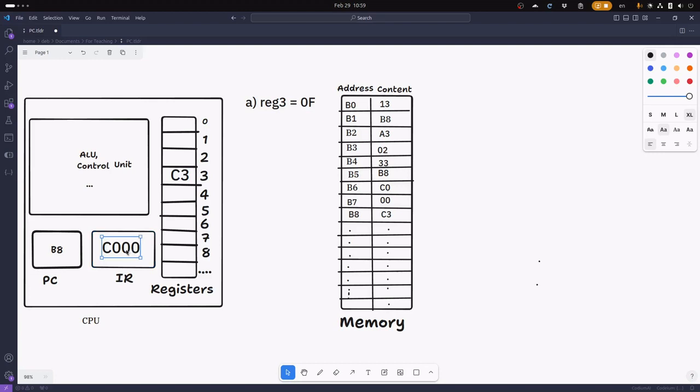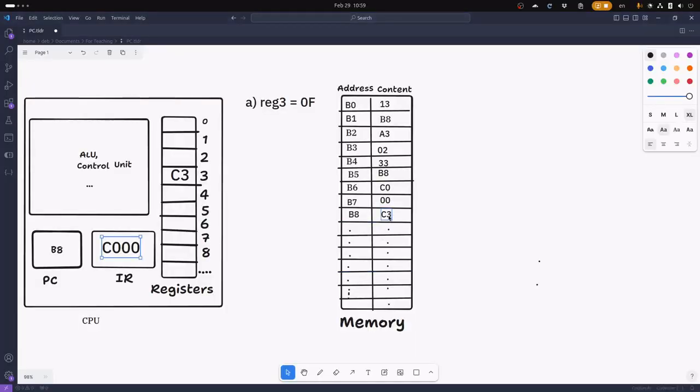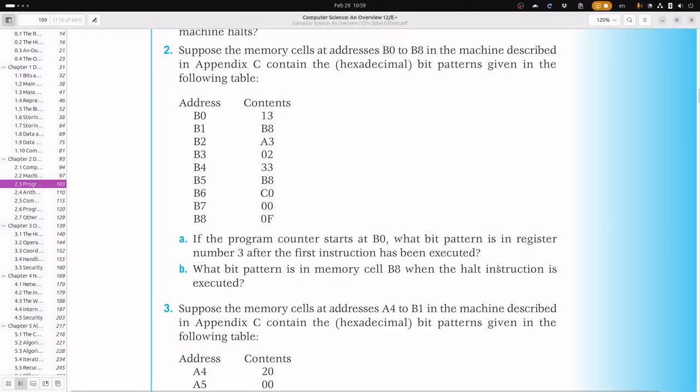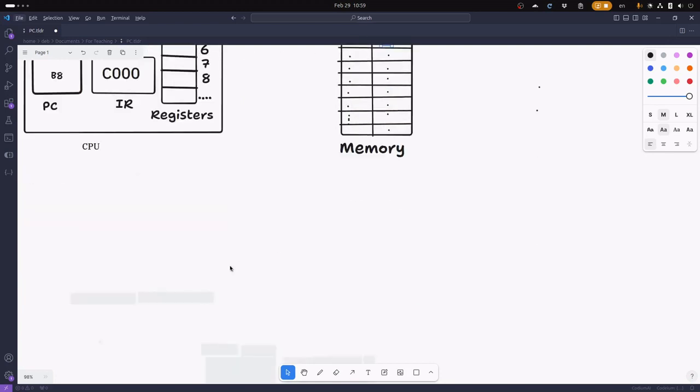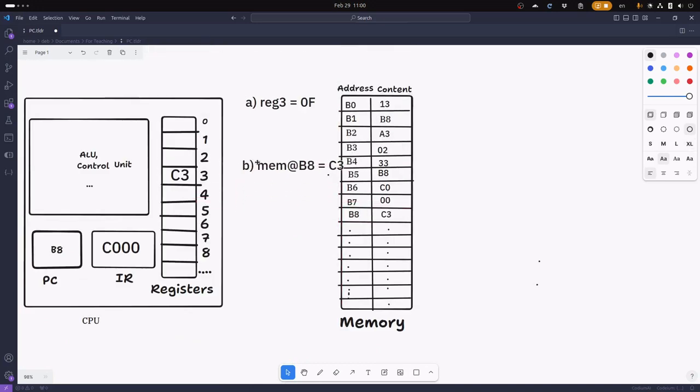So then we got C000 and our machine got halted. So that's it. The value of the memory cell is now C3 after halting the machine. I hope you understand. If you have any question, you can ask me later. So the answer to B is C3.